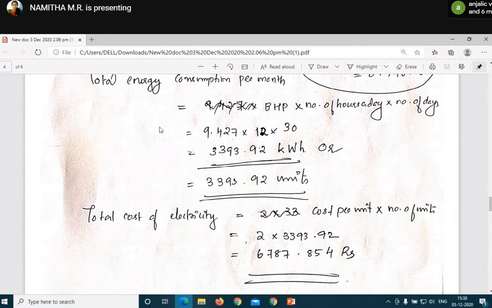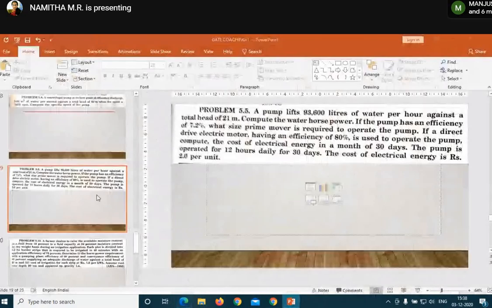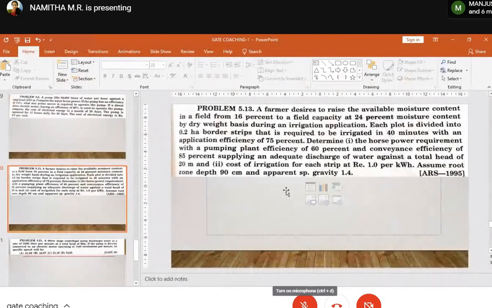Now, the cost of electricity you can easily calculate. The total cost of electricity is equal to cost per unit into number of units. Cost per unit is given as 2 rupees per unit. So 2 into 3393.92 will give 6787.85 rupees. So this is the total cost of electricity for pumping for a month. Okay. Any doubt?